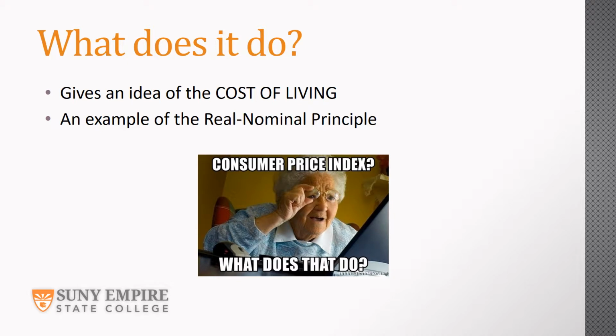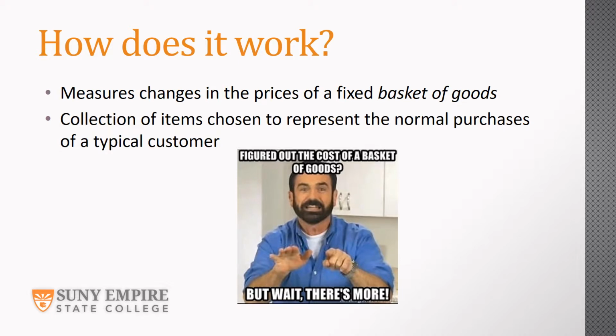The Consumer Price Index, or CPI, is a measure used to give an idea of the cost of living. It uses the real nominal principle to compare that cost for many different years. CPI measures the changes in the cost of a fixed basket of goods. This is a collection of items that economists chose to represent the normal purchases of a typical individual.